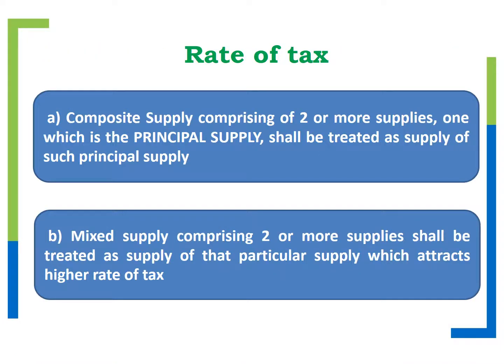Now, the rate of tax applicable for a composite supply. A composite supply comprises two or more supplies, one of which is a principal supply. The rate applicable for the principal supply will be applicable for the entire composite supply. In a mixed supply, which comprises two or more supplies attracting different rates of tax, the highest rate applicable among the commodities shall be applicable for the entire transaction. So this is the difference between composite supply and mixed supply.